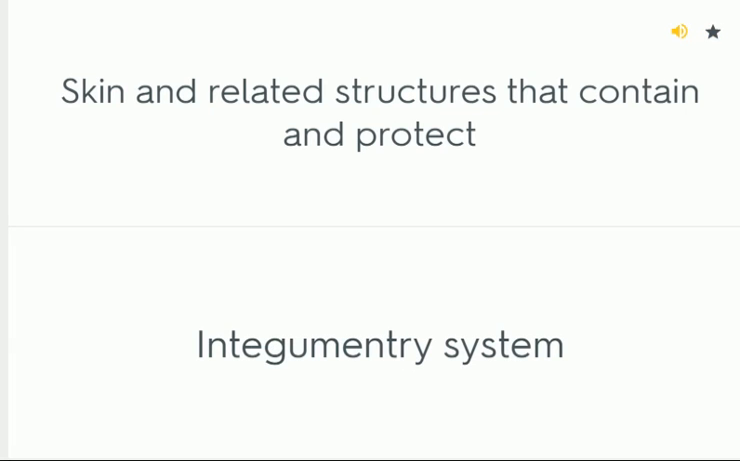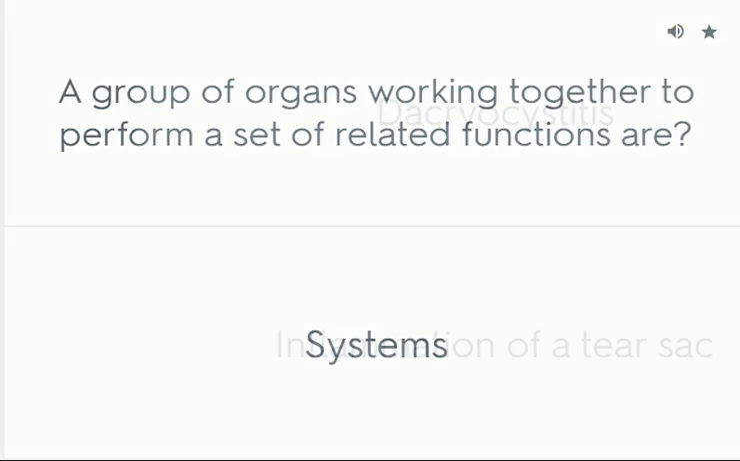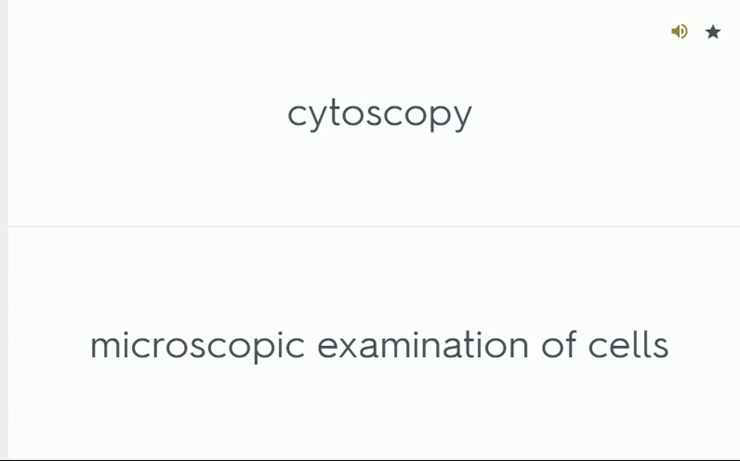Skin and related structures that contain and protect. Integumentary system. A group of organs working together to perform a set of related functions or systems. Dacryocystitis, inflammation of a tear sac. Cytoscopy, microscopic examination of cells.